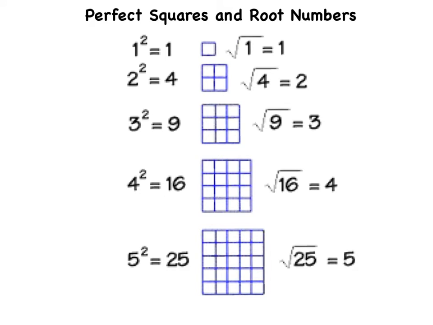Perfect squares and root numbers. A perfect square is a number made by squaring a whole number or multiplying it by itself. These are all examples of perfect squares because the number times itself creates a perfect square. For example, 5 times 5 is 25, creating this perfect square.